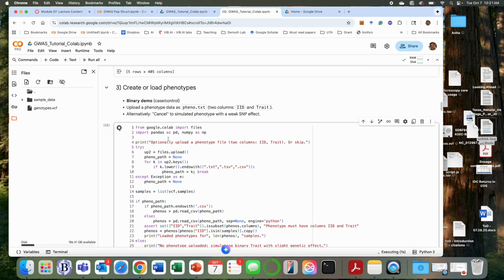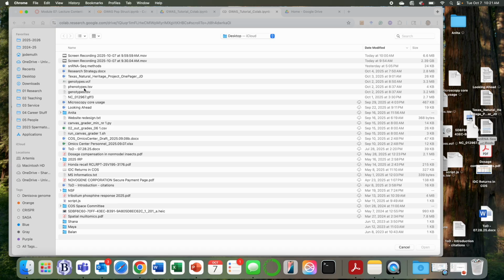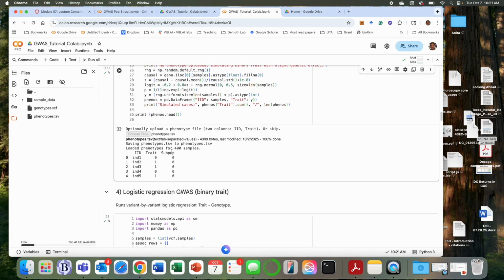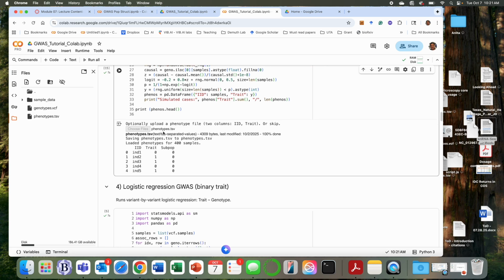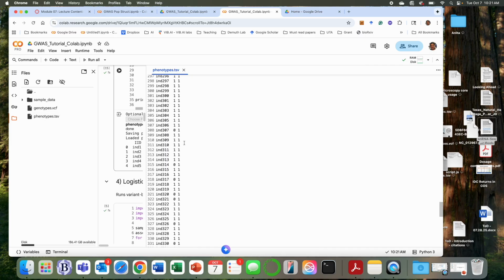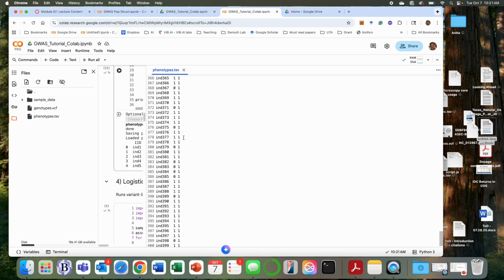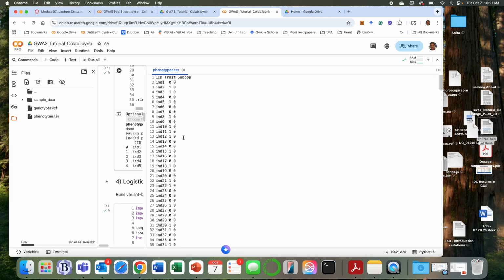Now we're going to load our phenotypes. So that was the other file that you got from Canvas, phenotypes.tsv. And you'll notice that this file has the subpopulation specified. So we're sort of telling it which one we're in, the blue circle and which one we're in, the red circle from our cartoon, right?